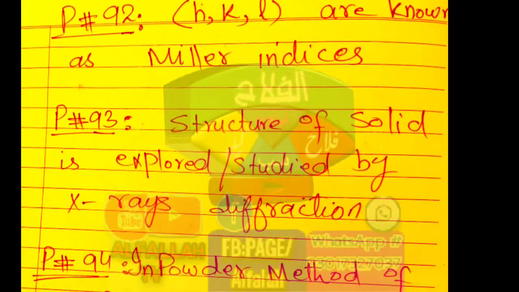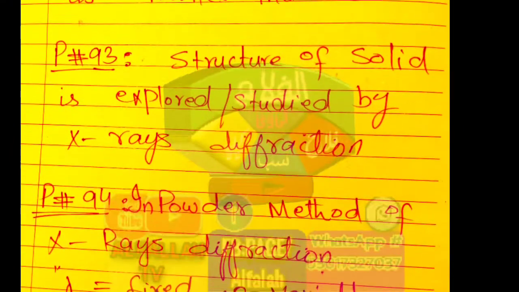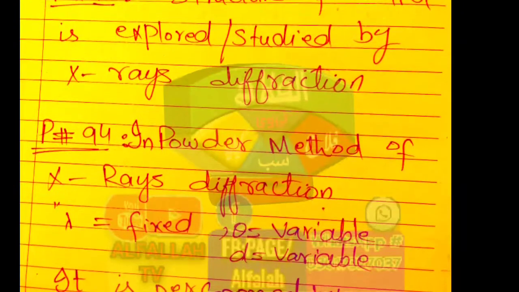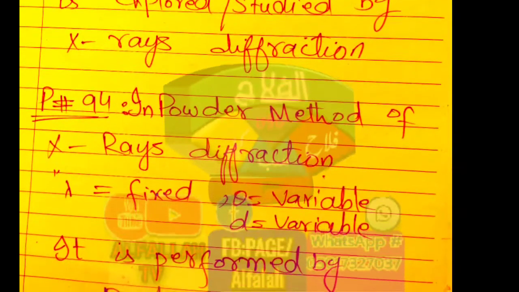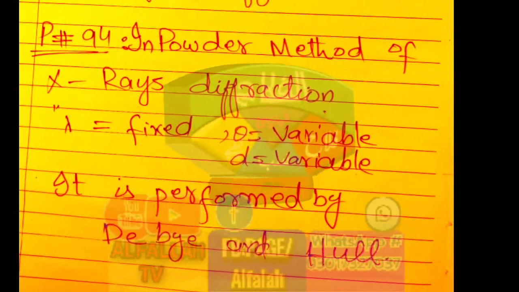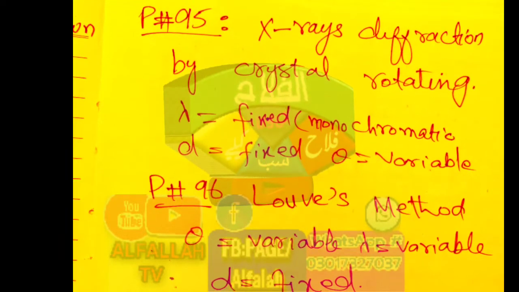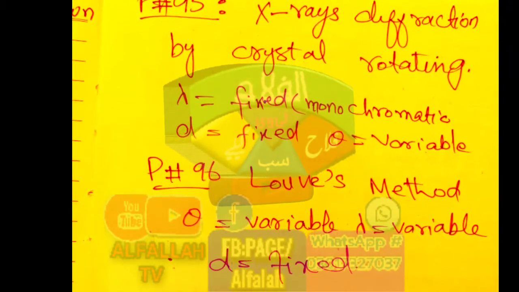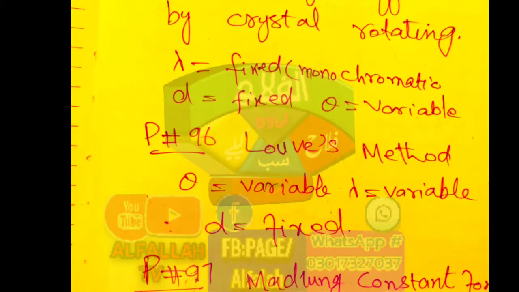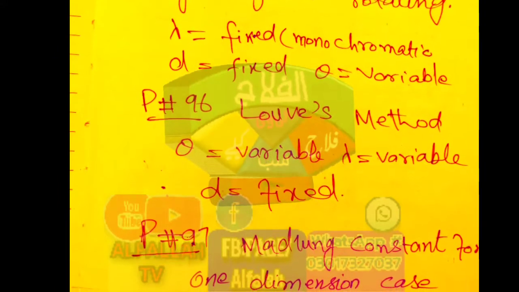Number 92, hkl are known as Miller indices. Point number 93, the structure of a solid is explored or studied by X-ray diffraction. Point number 94, in the powder method of X-ray diffraction, lambda is fixed, theta is variable, d is variable. It is performed by Debye and Hull. And number 95, X-ray diffraction by the crystal rotating method: lambda is fixed, monochromatic, d is fixed, theta is variable. Point number 96, Laue's method: theta is variable, lambda is variable, d is fixed.